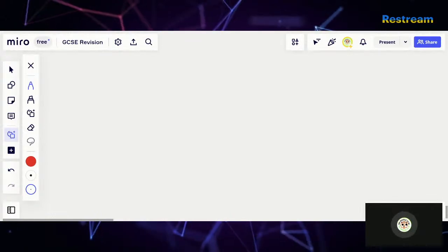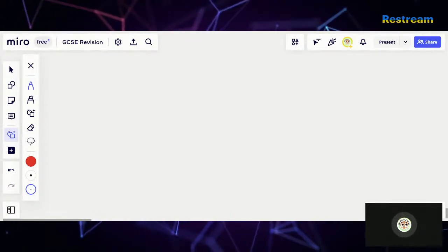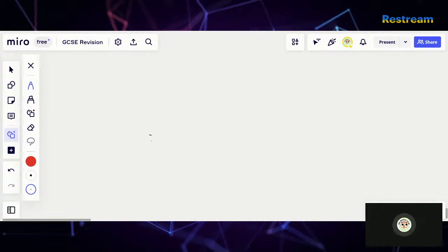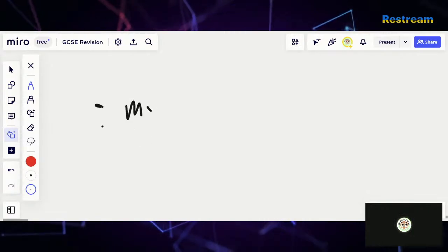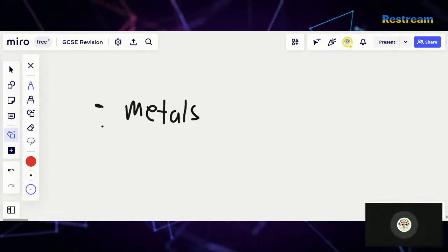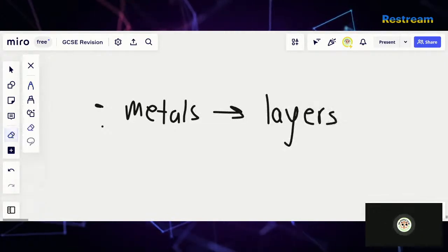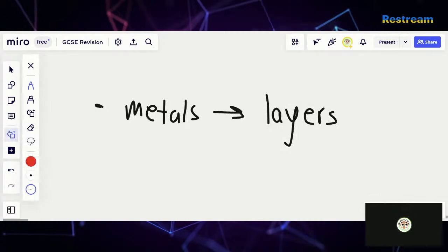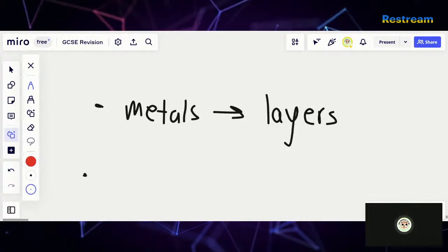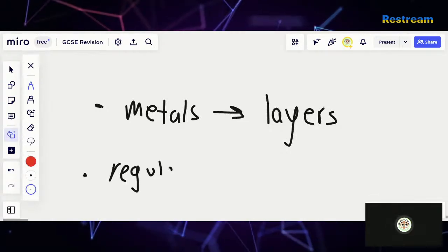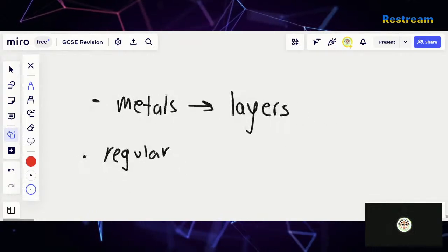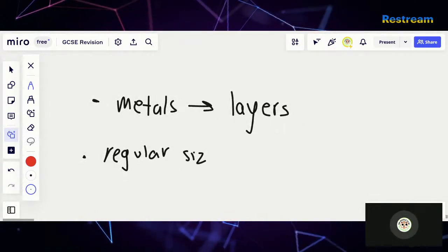So firstly, we need to talk about the properties of metals. So metals are made up of layers. That's the first keyword you need to put. Metals are made of layers. And these layers are regular. They're regular and they all have the same size. So regular in size and shape.